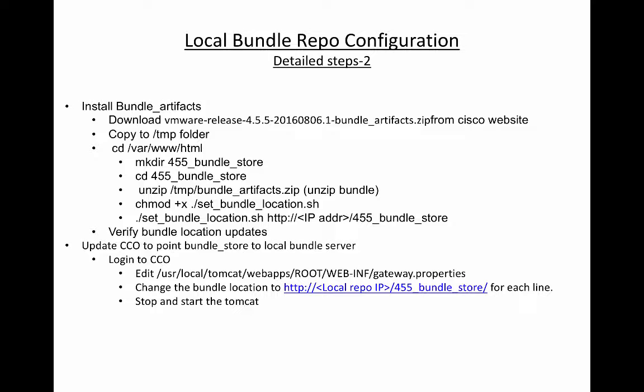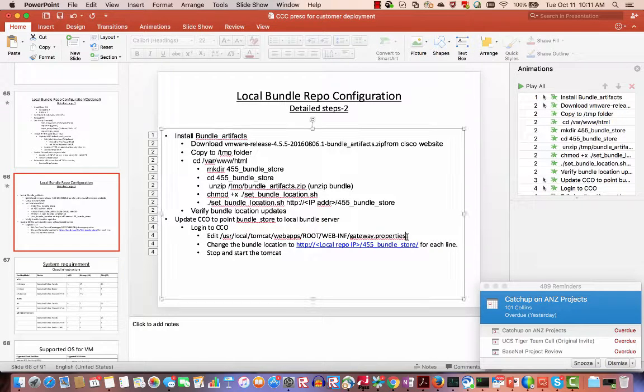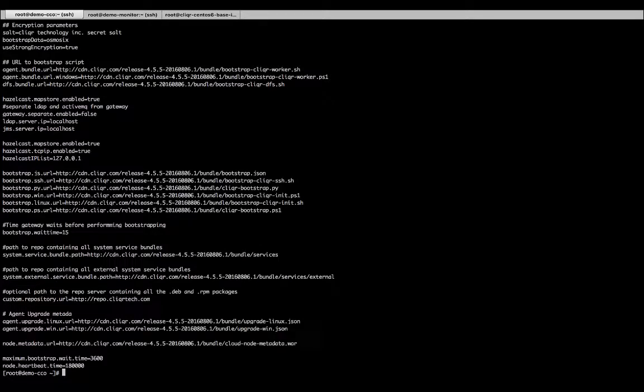You log in to the CCO, the one I showed, and change that to your new location. You could do it from the file. Actually, this is pretty much the location you can see in gateway.properties. Let's have a look at that. So this points to the cdn.cliqr, so we need to change that to put your new local repository in place. That's pretty much it.